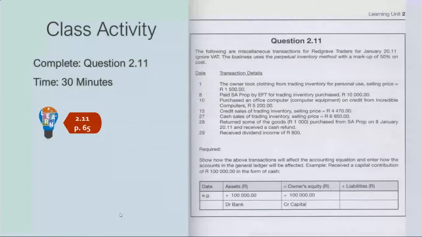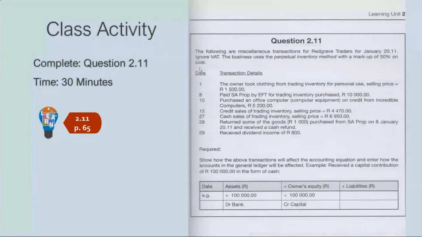Okay, so what we're going to do now is question 2.11 in your textbooks. For this one, we're going to do the accounting equation again, so we're going to practice it again. But there are two things you need to note in here that were not in the previous question. In this one, we've got a markup percentage of 50% on the cost. We need that information when we do that entry that we discussed, where we move it from inventory to cost of sales.